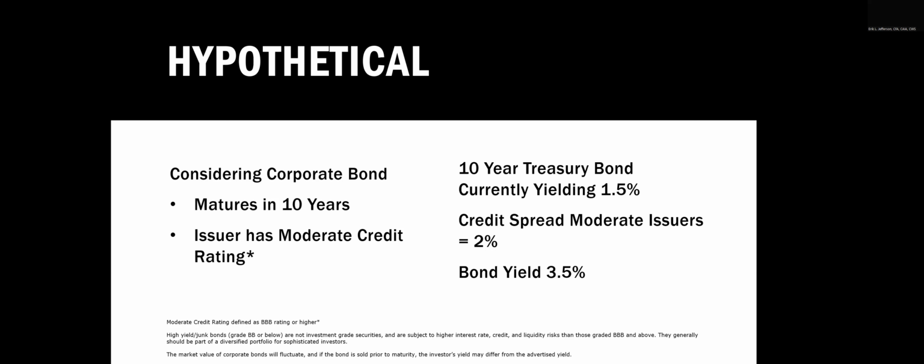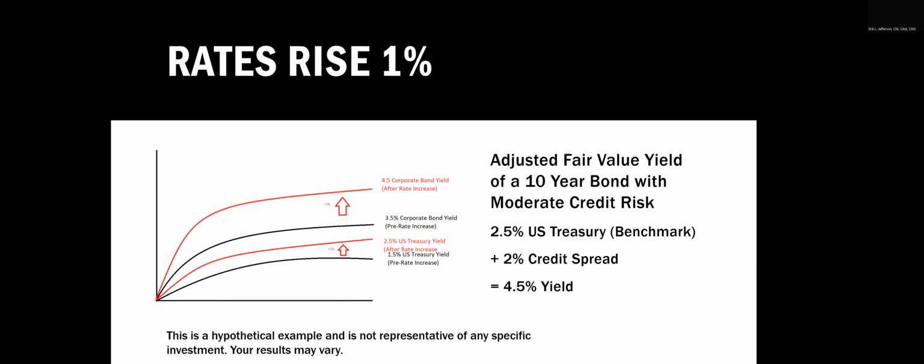So now to illustrate the impact of rising interest rates on that corporate bond, let's go back to the yield curve and say, hypothetically speaking, that interest rates increase. So the risk-free US Treasury rate increases by 1%. Well, here we have that same graph. Originally, 10-year US Treasury rate at 1.5. That is that bottom black line. The black line above it at 3.5 represents the 2% premium a moderate credit risk issuer would have to offer above the 1.5% benchmark rate.